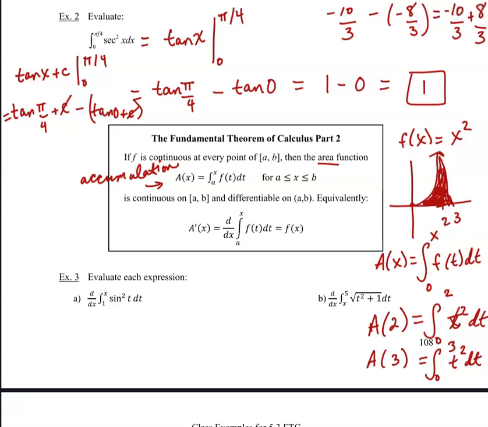But let's keep going. What's the rest of this theorem say? So A of x is defined as this area or this accumulation function. It will also be continuous on the interval from a to b and differentiable. Equivalently, so here's the heart of this theorem: the derivative, A prime of x, or you could note that as d dx of this integral, would just be f of x. And let's talk for a moment about why this works.